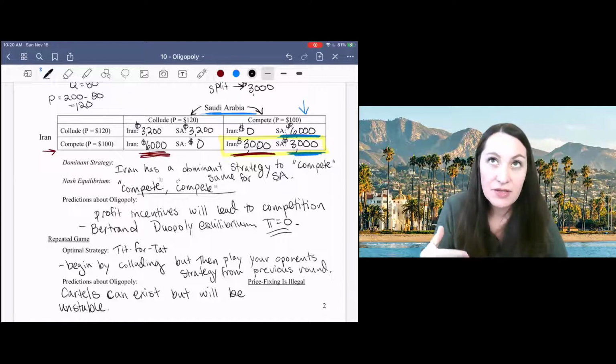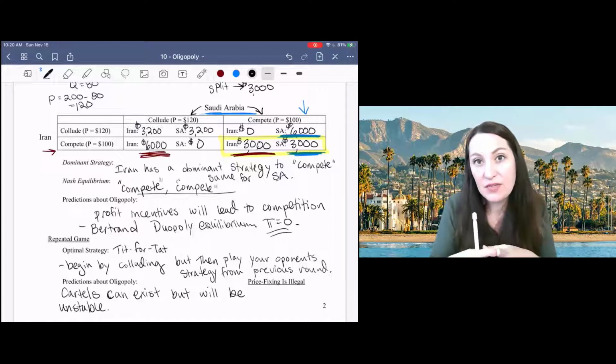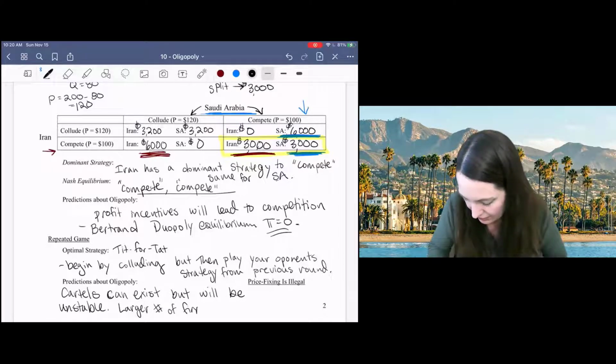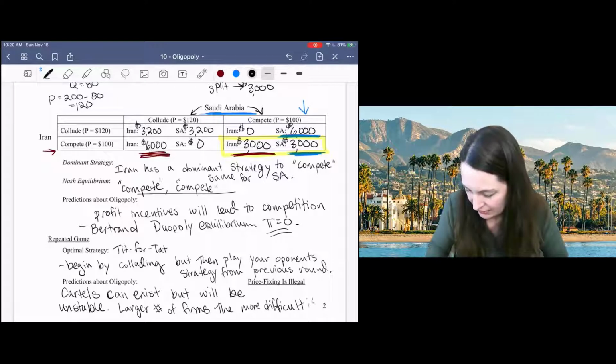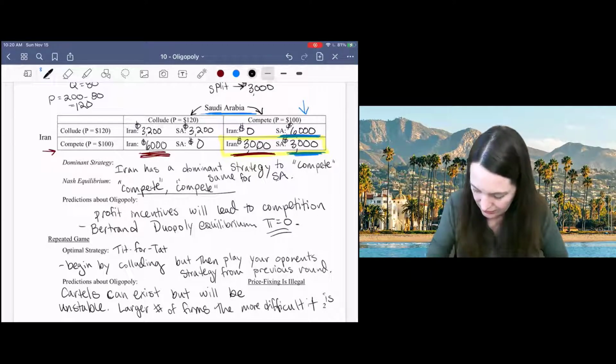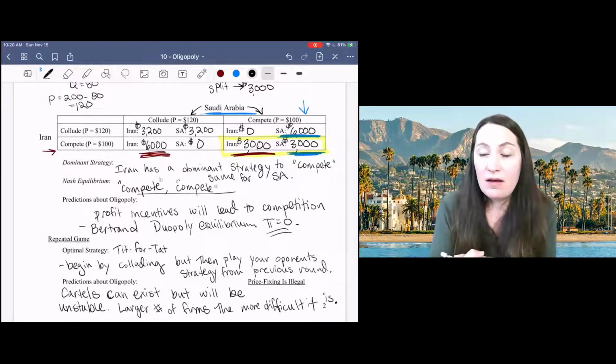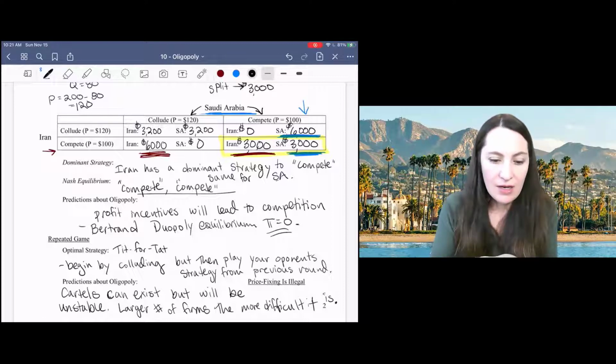And the larger the number of firms in the market, the more difficult it will be to sustain the agreement. Okay, so the larger the number of firms, the more difficult it is. So this really reflects, I think, a pretty accurate picture of how we observe firms behaving in the real world. You should keep in mind that price fixing is illegal.